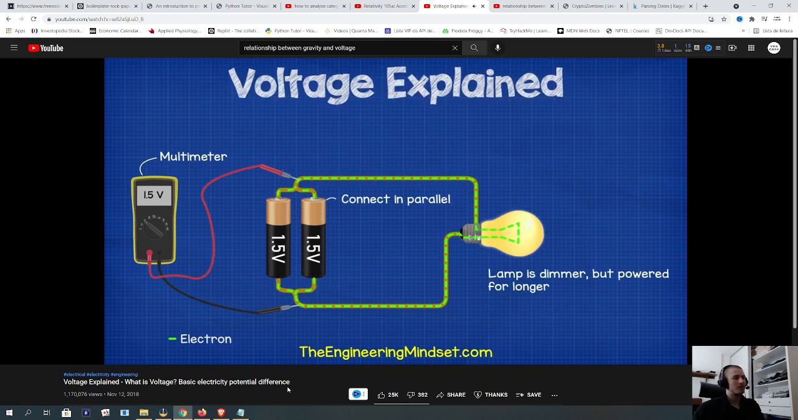However, if we were to move the battery and connect it in parallel, then the path of the electrons splits. Some will flow to the first battery and some will flow to the second battery. Therefore, the batteries will both provide the same amount of energy, so the voltage isn't combined. The voltage isn't boosted and we only get 1.5 volts. So the workload is split by the batteries and the lamp will be powered for longer, but it will be dimmer.